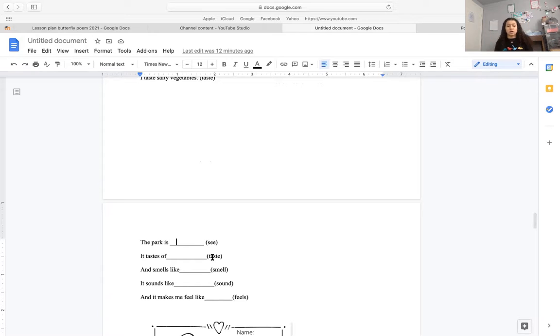So this is our example. So the park is, so this is kind of already formatted and structured out for me. I'm just going to fill in the blanks and show you how I would kind of do that. But again, including the see, taste, smell, sound, feel, and also I could definitely do I see, I feel, I taste kind of poem way too. But the first thing I like to do when I'm thinking about a sensory poem is I like to close my eyes, and I want to think about what the topic of my poem is. So for us right now, for my poem, it's going to be the park.